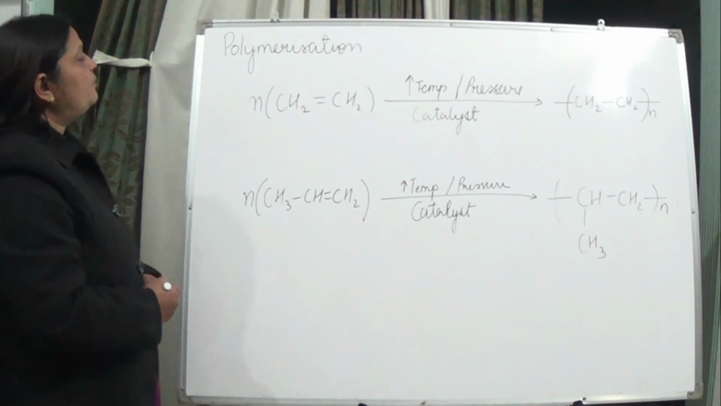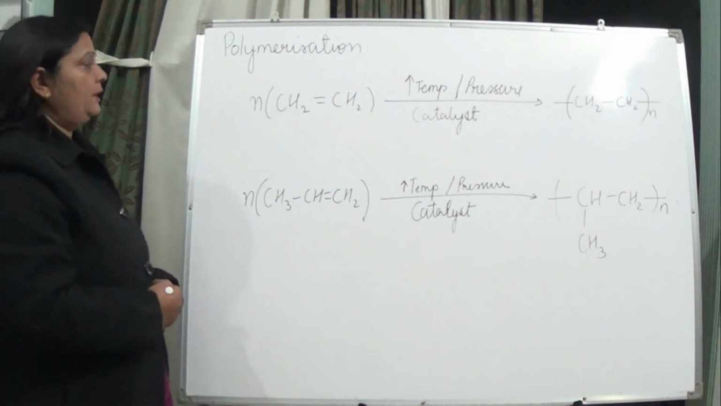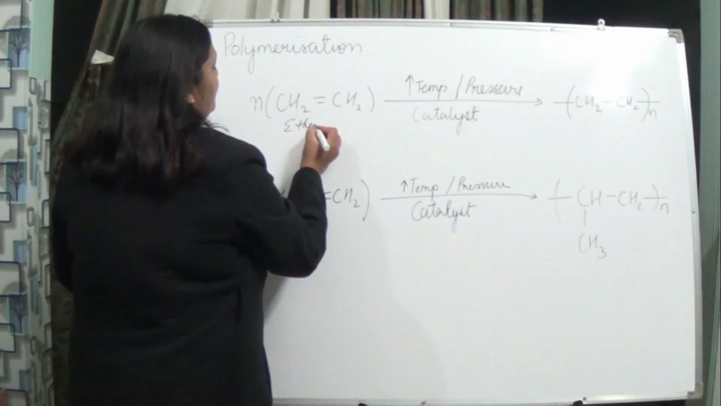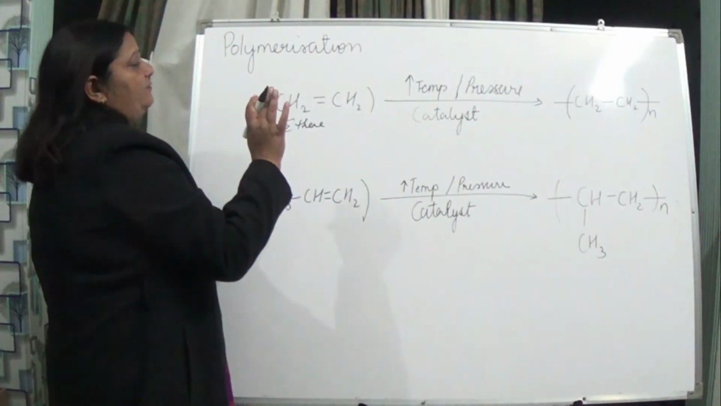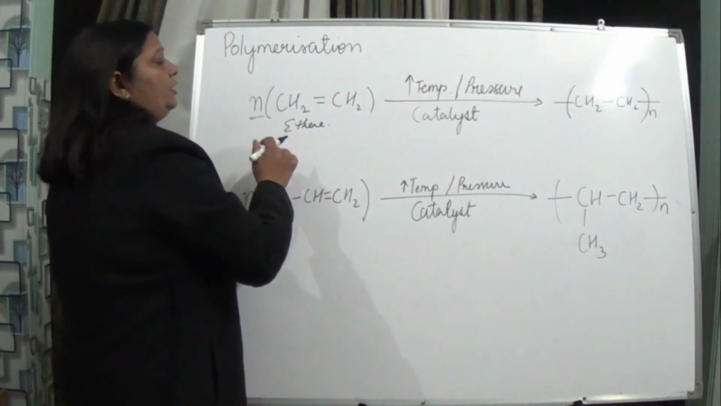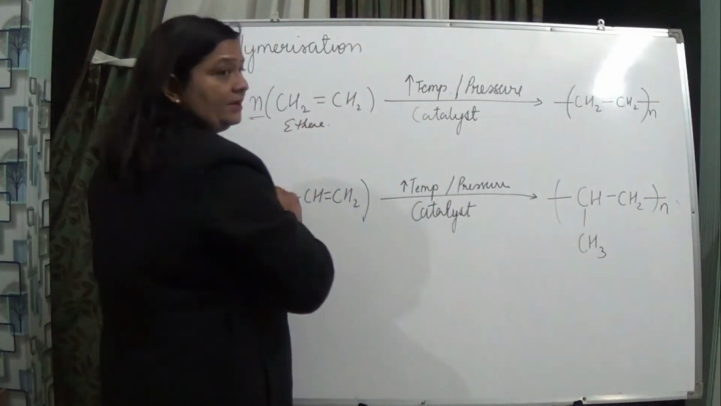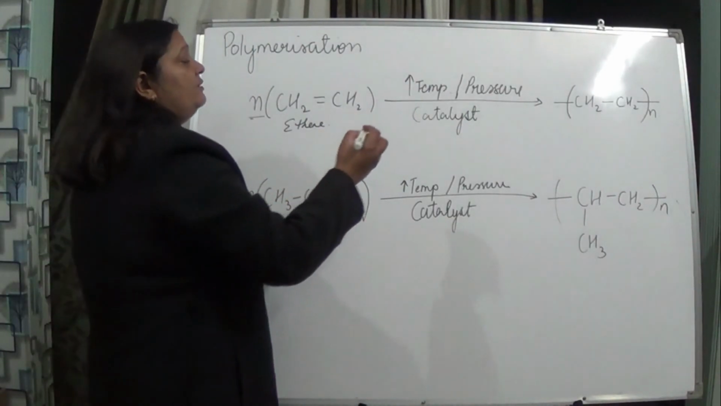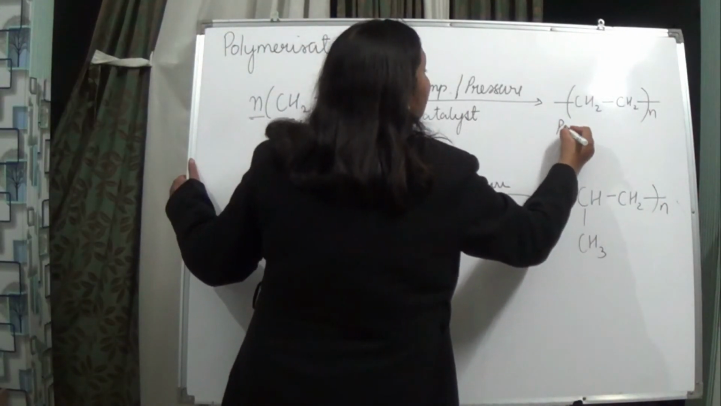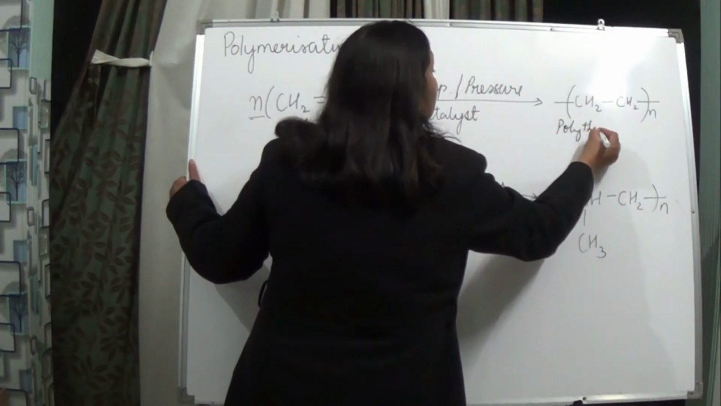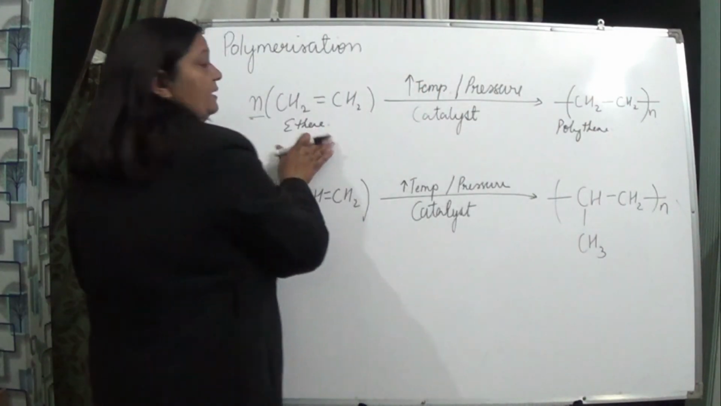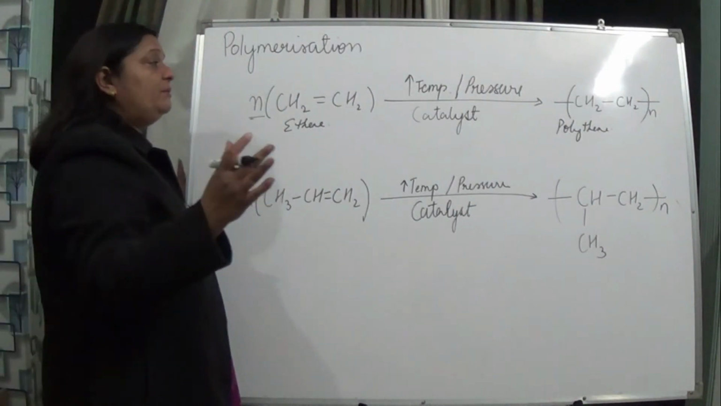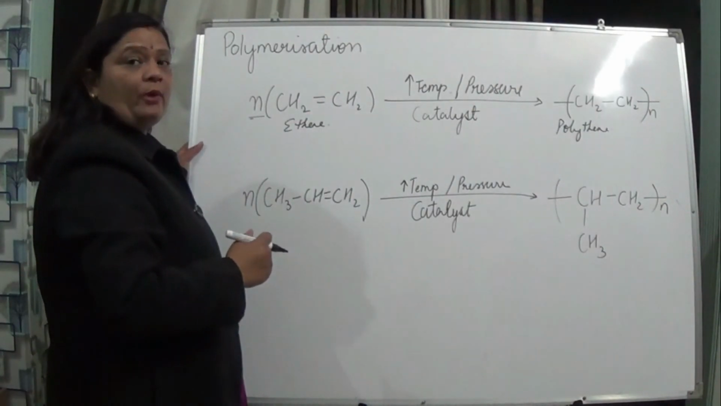Now let us study the polymerization reaction of alkenes. Here we have taken one alkene, that is what? Ethene, n number, it means an undefined number of ethene molecules. We have given high temperature, pressure has also been applied, and a catalyst will also be taken. We will be getting what? Polyethene. So this is a long chain of ethene molecules. They are polymerizing, forming a big polymer, that is polyethene.